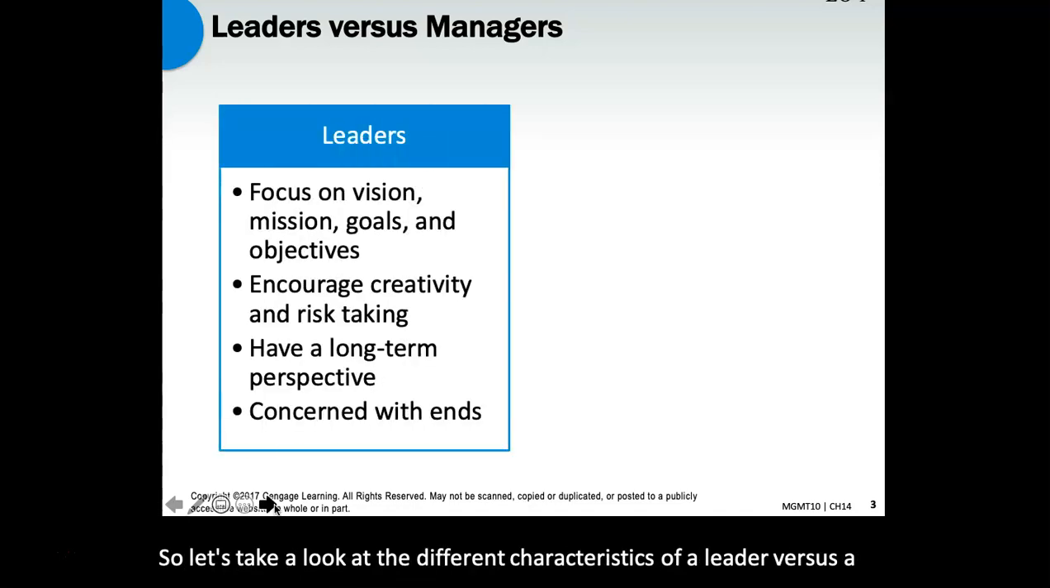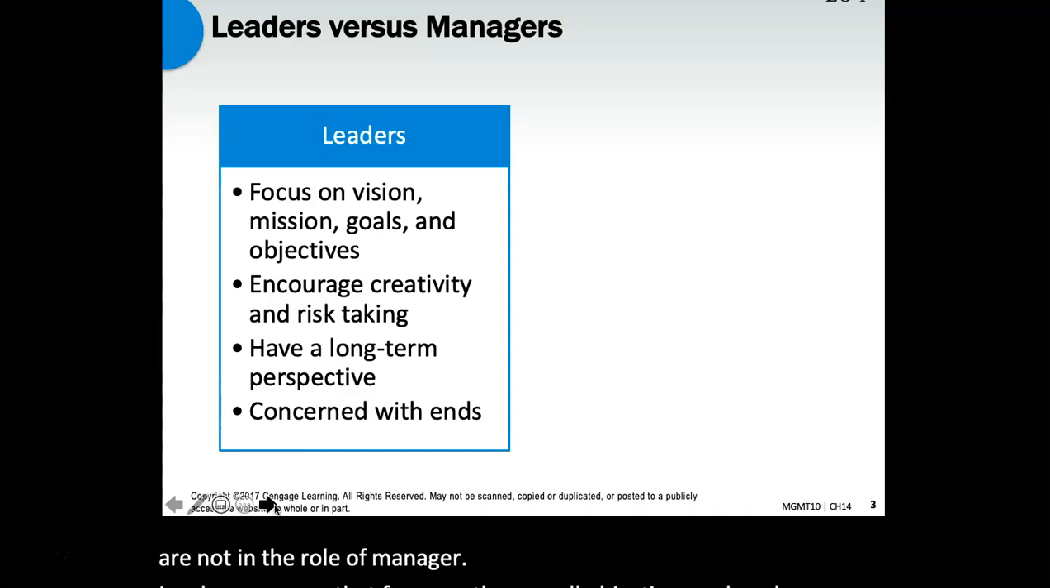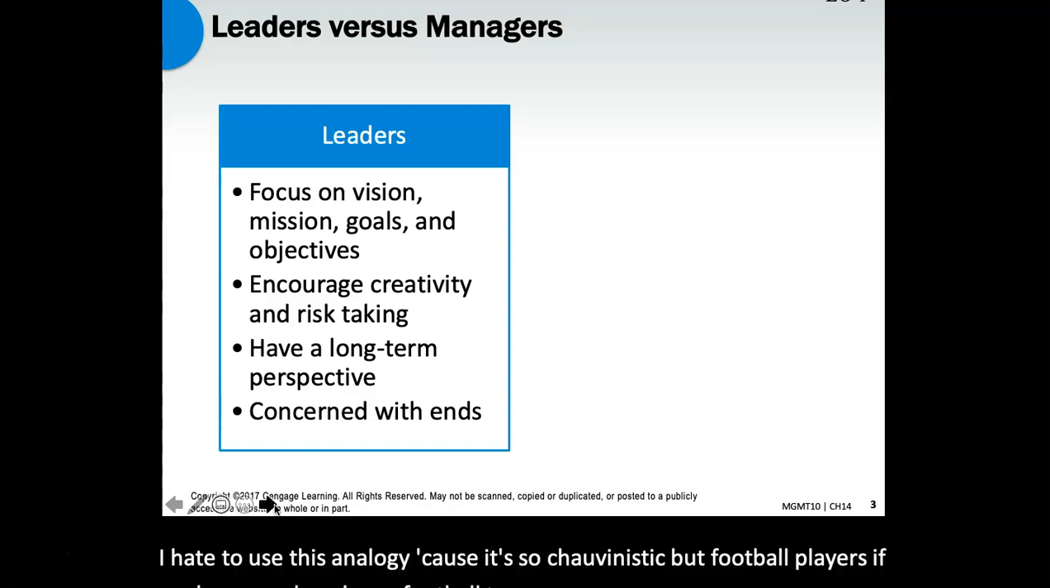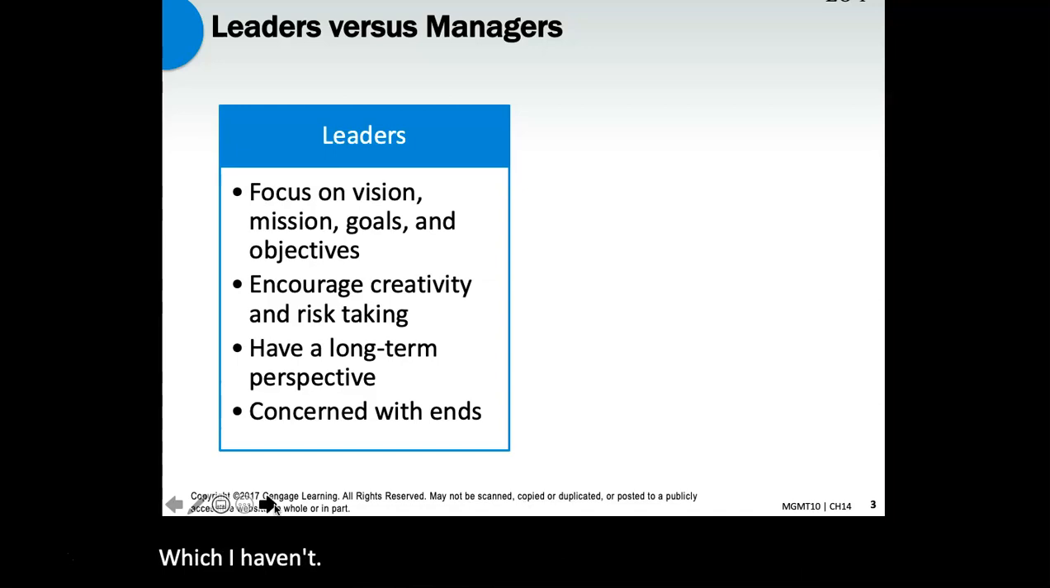Leaders are ones that focus on the overall objectives and goals. I hate to use this analogy because it's so chauvinistic, but football players, if you've ever played on a football team, which I haven't, but I watch a lot of football. I'm not an expert, but I watch it on TV. Most of the time, the quarterback is the leader of the team. They have a mission, they have a goal for each play. On defense, it's usually the captain of the defense or the middle linebacker that takes charge. They're the leaders of that unit, and they focus on their strategies and their missions.